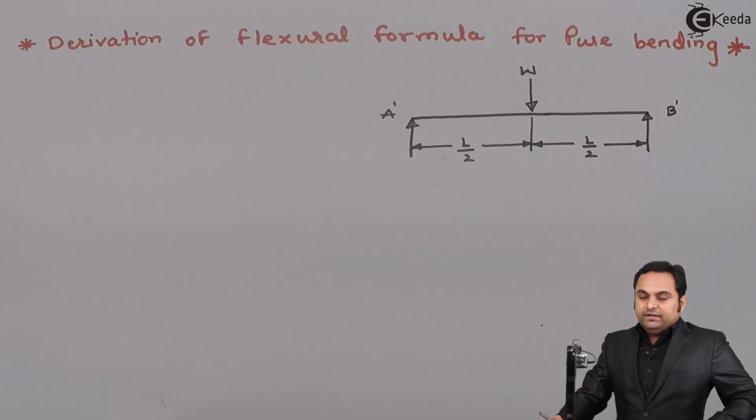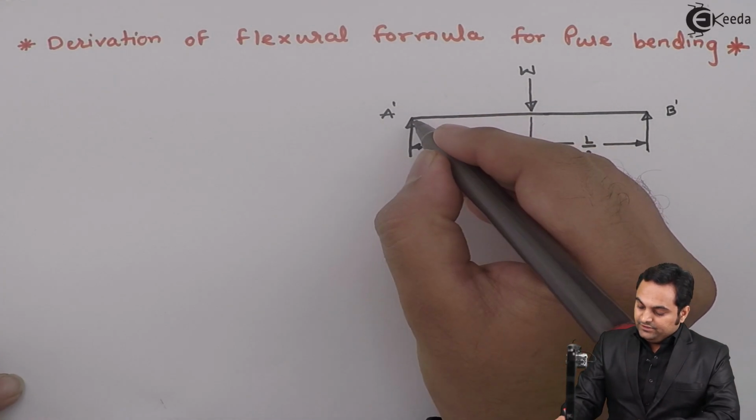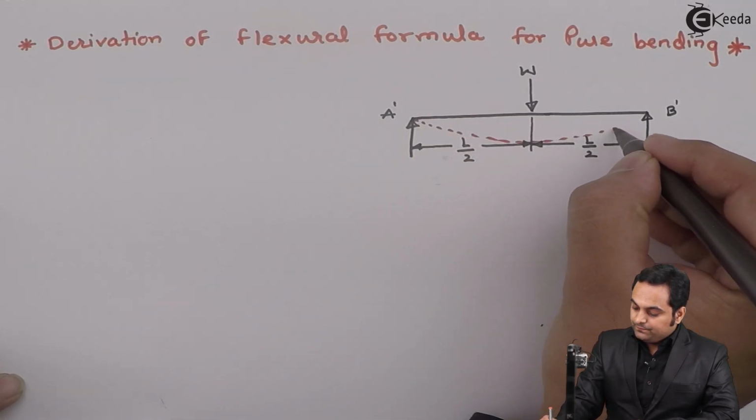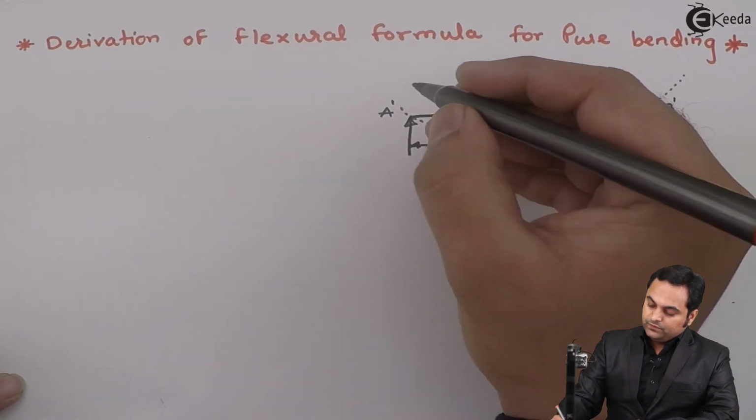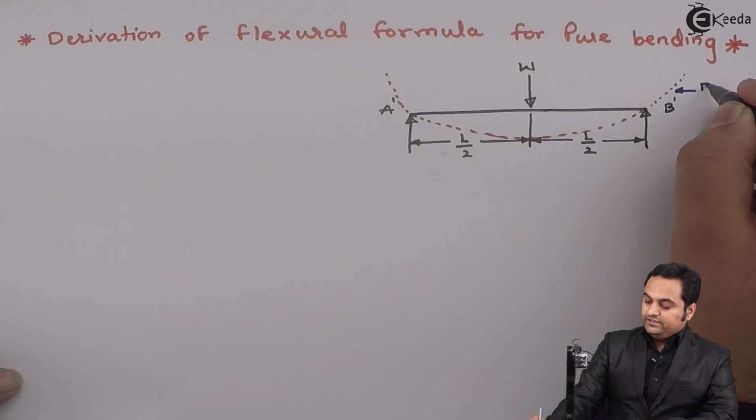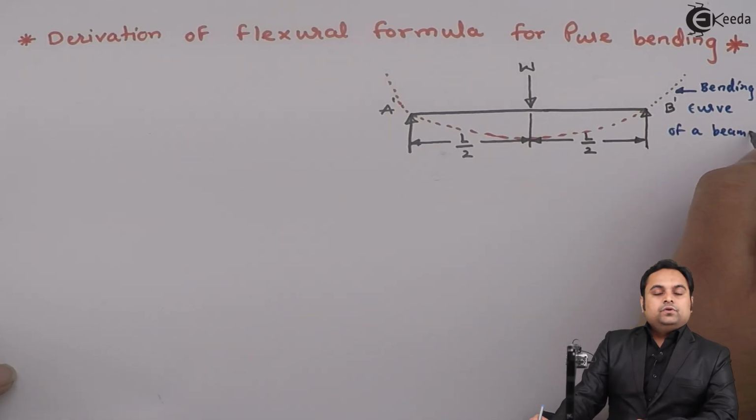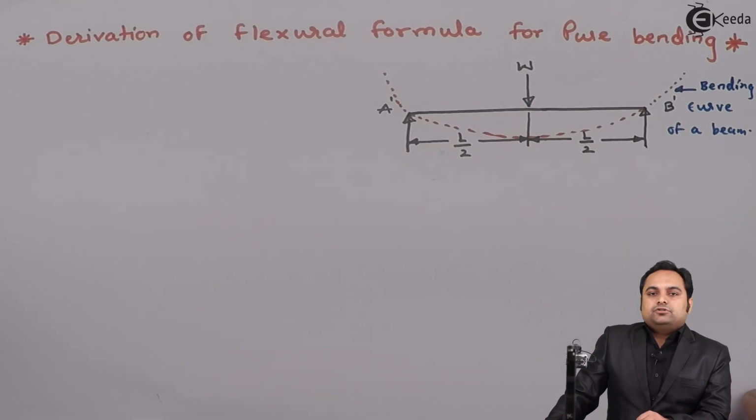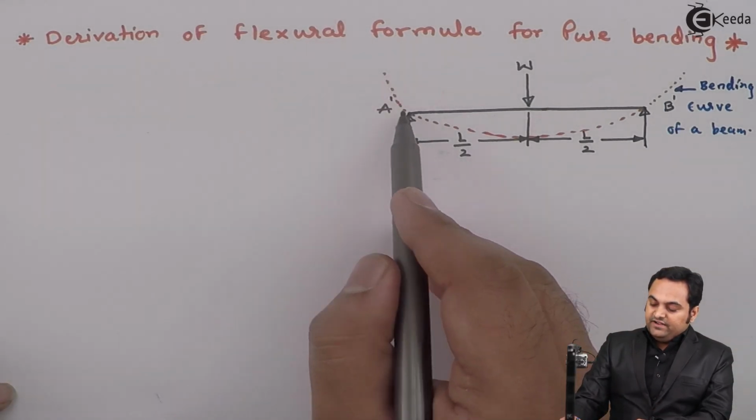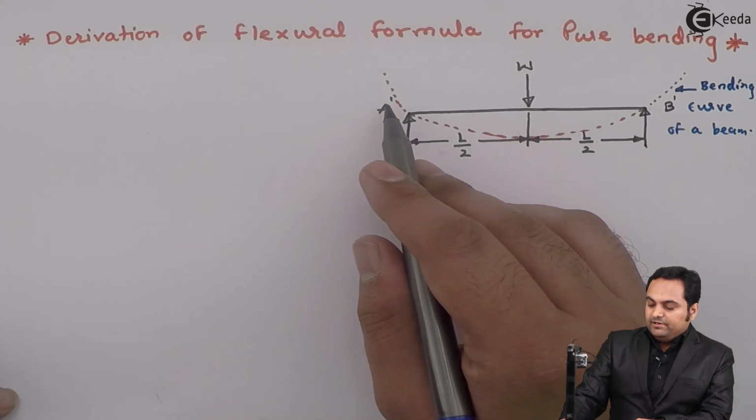Now under the action of this load W, the beam A dash B dash is going to bend, and the nature of bending will be in this way. Here this arc which I am getting is the bending curve of a beam. Now we have to derive the formula which is called the flexural formula, and flexural here means bending. We are going to derive the bending formula here for the case which I have considered by taking an example of point load. But even if we apply a uniformly distributed load, the beam will be bending in this manner.